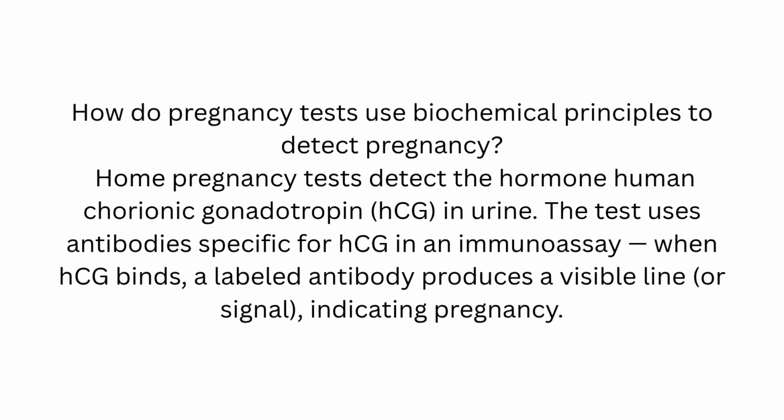How do pregnancy tests use biochemical principles to detect pregnancy? Home pregnancy tests detect the hormone human chorionic gonadotropin, HCG, in urine. The test uses antibodies specific for HCG in an immunoassay. When HCG binds, a labeled antibody produces a visible line or signal indicating pregnancy.